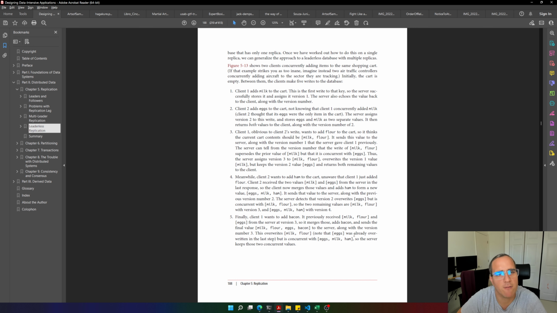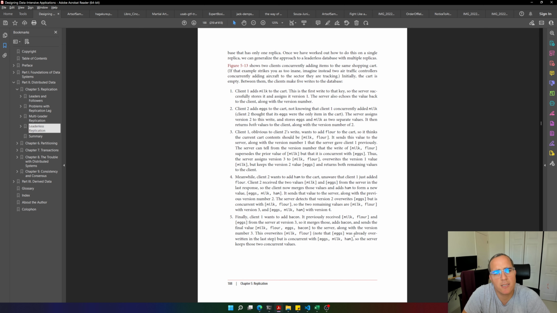The clients make five writes to the database in between them. Client 1 adds milk to the cart. This is the first write to that key, so the server successfully stores it and assigns it version 1. The server also echoes the value back to the client along with the version number.